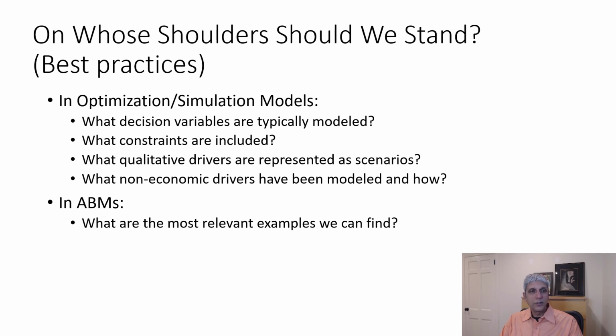So the first thing we want to do is to look at the existing literature and the existing models in optimization models and ABMs and simulation models to find out what are their objective functions? What decision variables do they include? When they include non-economic inputs, which ones do they include and how? And specifically with the ABMs, we want to find the most relevant examples that apply to us so that we can think about incremental improvements to them. So for example, I know there are some models that do PV adoption and model variables such as inertia, resistance to change, and those may be applicable to us.